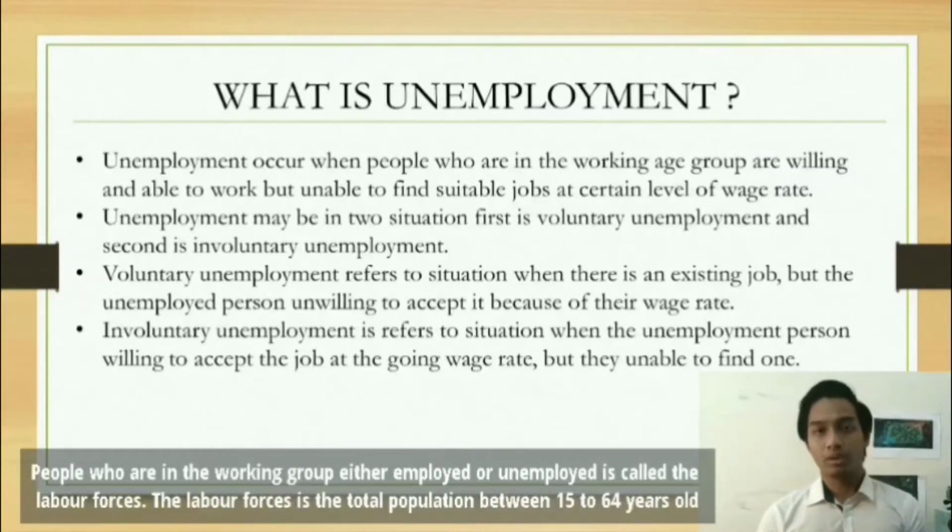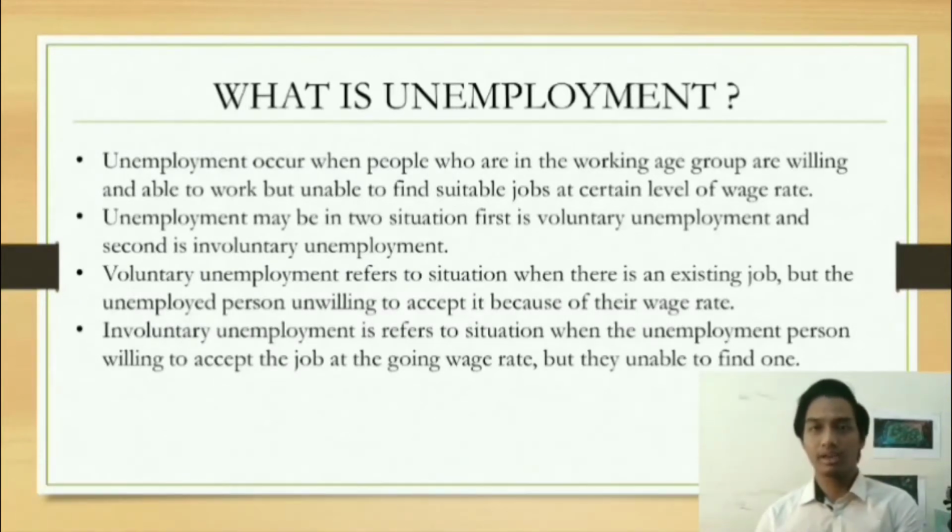People who are in the working group, either employed or unemployed, are called the labour force. The labour force is the total population between 15 to 64 years old who are working or looking for a job. Unemployment may be in two situations. First, voluntary unemployment. Second, involuntary unemployment.